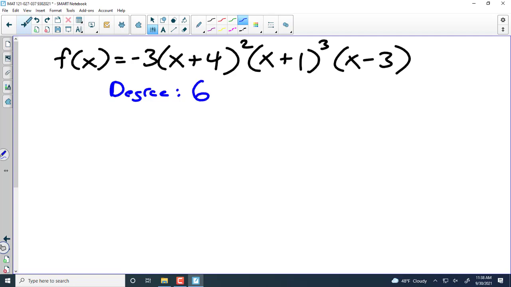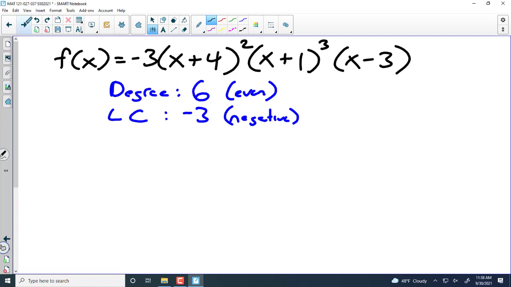6. What's important to me about that number specifically? That's what kind of number? It's an even number. The leading coefficient is easy to spot if you know where to look for it. It's just in front of all the parentheses. What is it? Negative 3. What's important to me about that number is that it's negative.